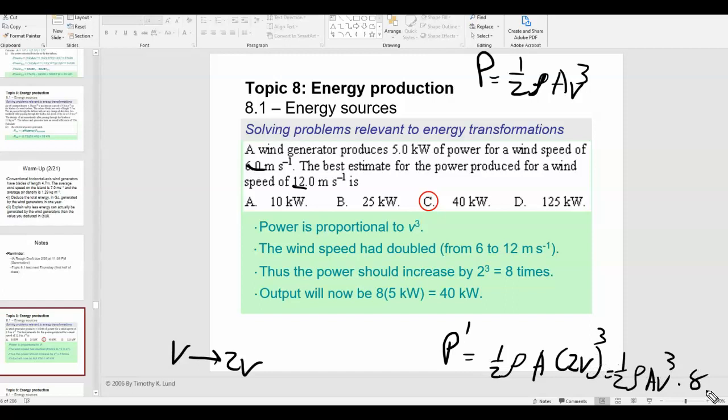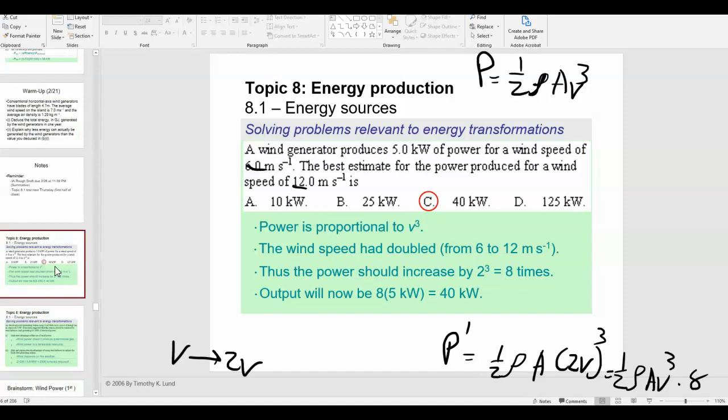And so I said this before, if the wind speed doubles, the power produced is actually going to increase by a factor of 8. And so if you take 5 kilowatts and you increase it by a factor of 8, you get 40 kilowatts. Okay, common type of problem to see as far as IB questions go with wind power. They're basic proportional reasoning questions.